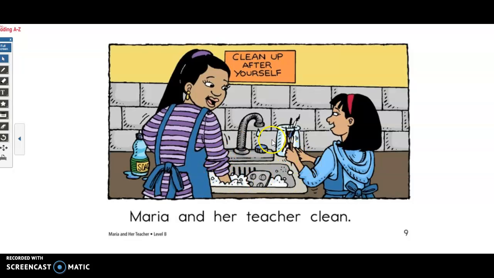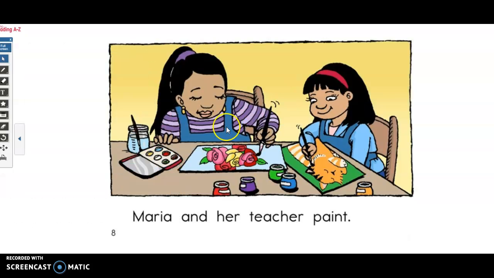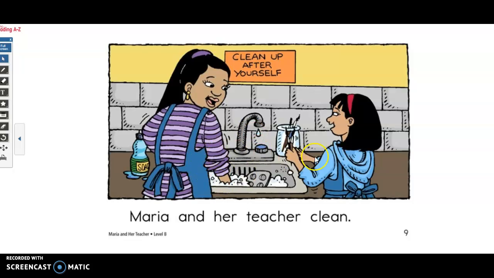Ooh, now they're at the sink together. Again, I notice big smiles on both Maria's face and the teacher's face. What are they doing here? It says clean up after yourself. So it looks like after their art project, Maria and her teacher are cleaning.